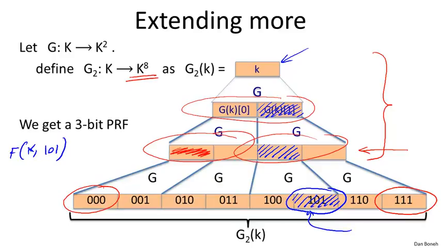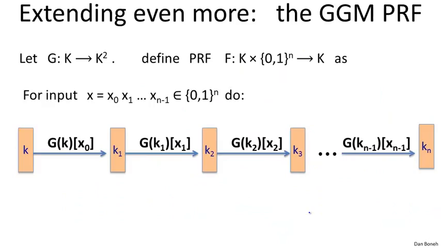Okay, so this gives us a 3-bit PRF. Well, if it worked 3 times, there's no reason why it can't work n times. And so if we apply this transformation again and again, we arrive at what's called the GGM PRF. GGM stands for Goldreich, Goldwasser, and Micali. These are the inventors of this PRF. And the way it works is as follows.